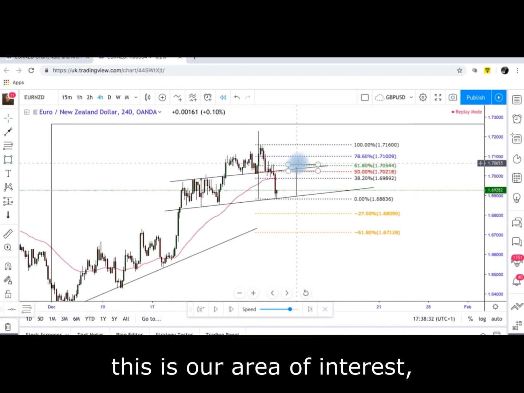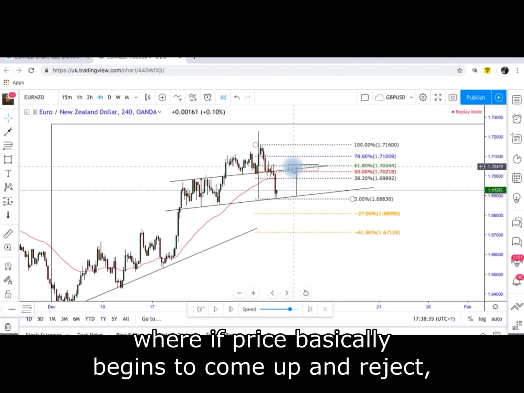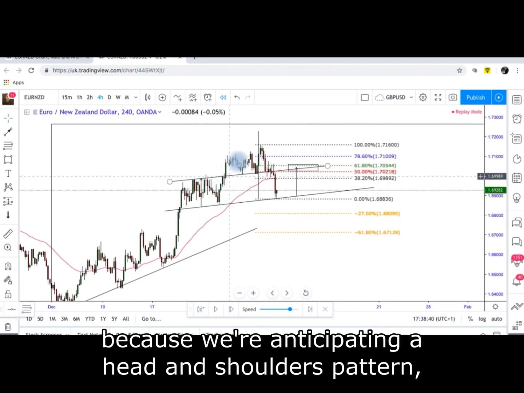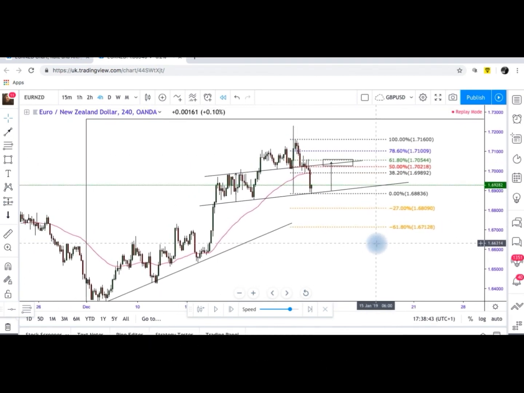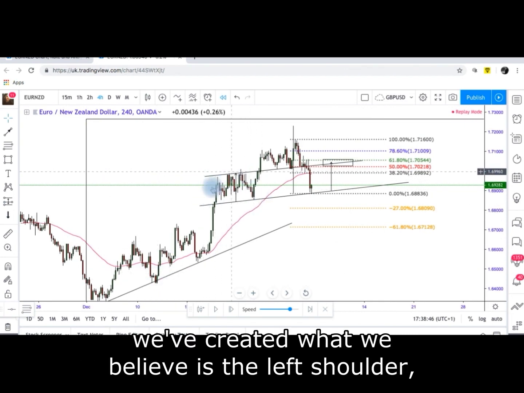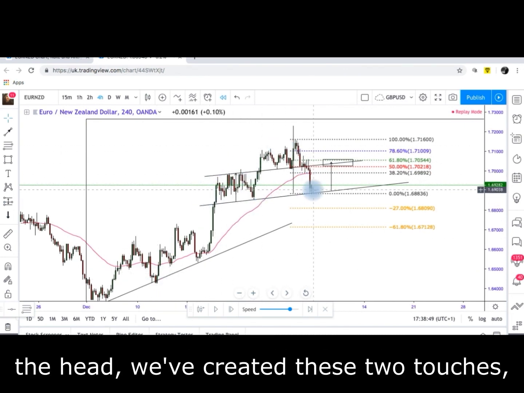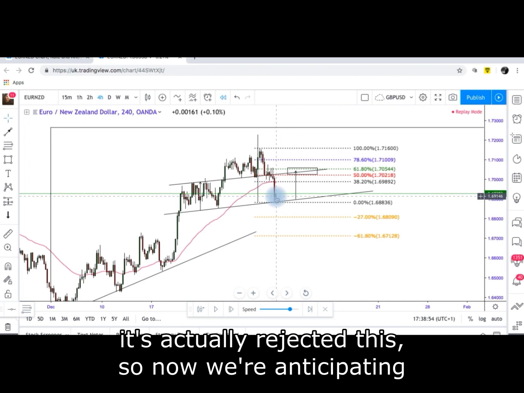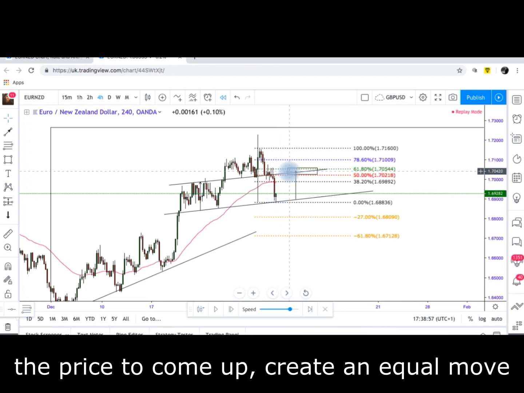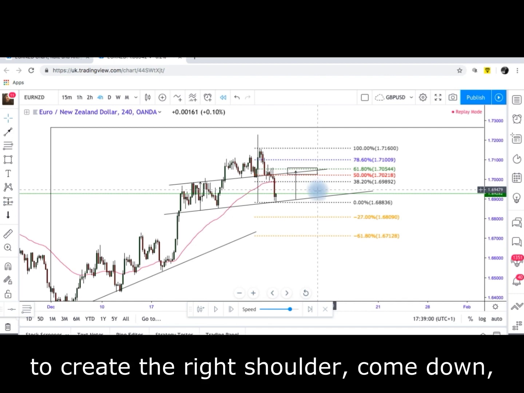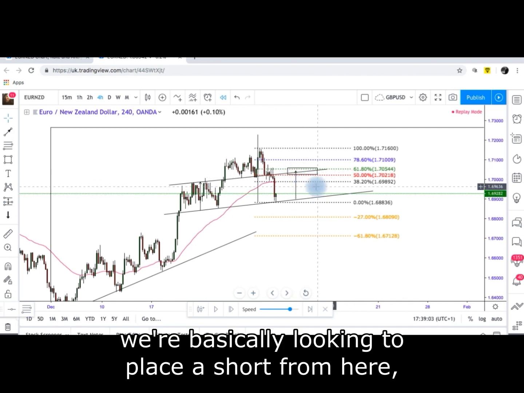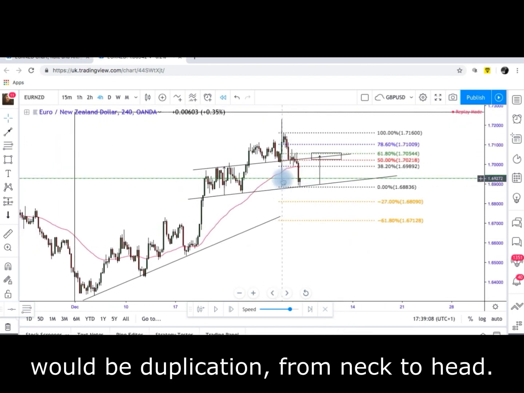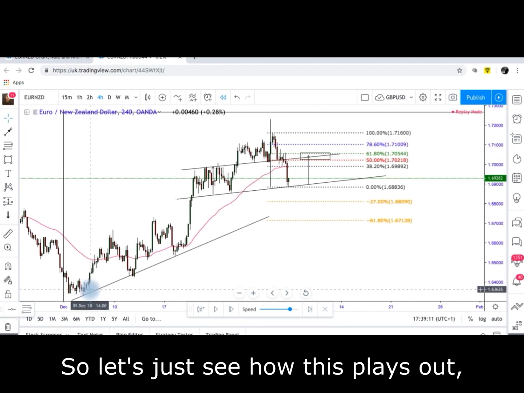So we already know that this is our highlighted region. This is our area of interest where if price basically begins to come up and reject, we already know that we'll be looking for shorts because we're anticipating a head and shoulders pattern. Because it's at the top of an up move. We've created what we believe is the left shoulder, the head. We've created these 2 touches, which has allowed us to apply what we believe is a neckline. It's actually rejected this, so now we're anticipating price to come up, create an equal move to create the right shoulder, come down. We're basically looking to place a short from here, come down, crash through the neckline, and then obviously targets for head and shoulders pattern would be duplication from neck to head. So let's just see how this plays out.